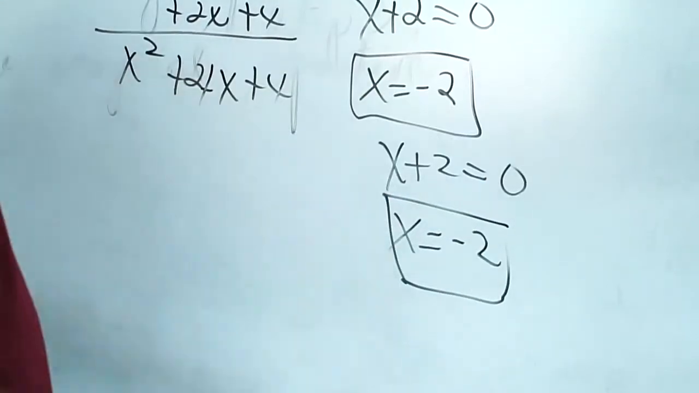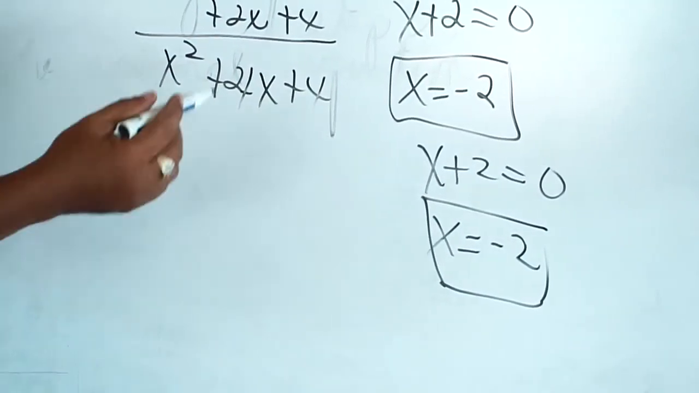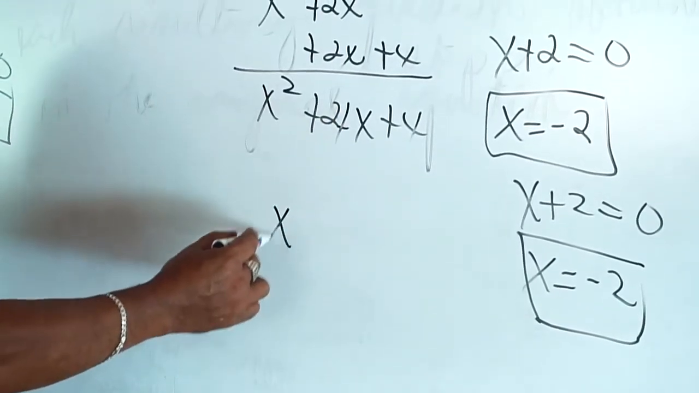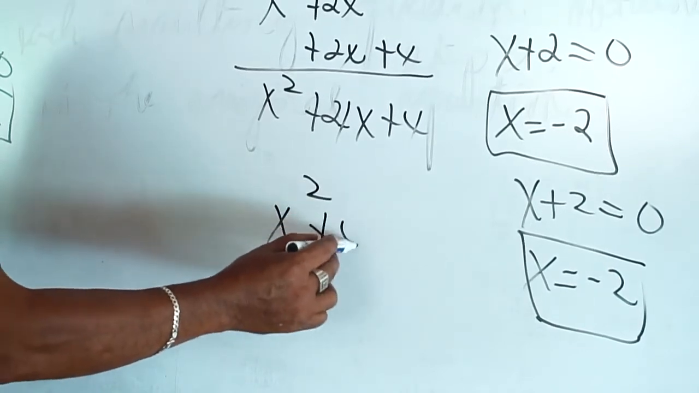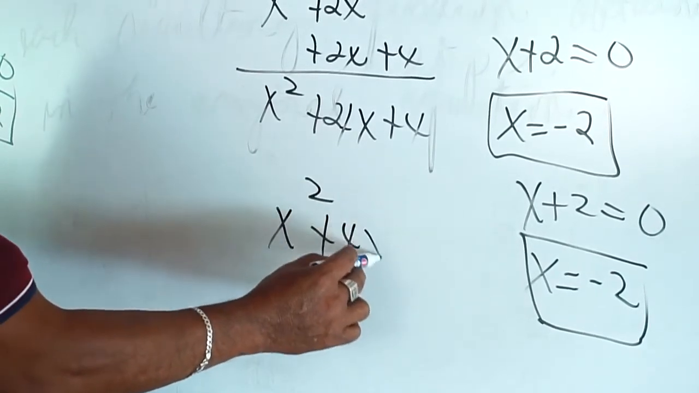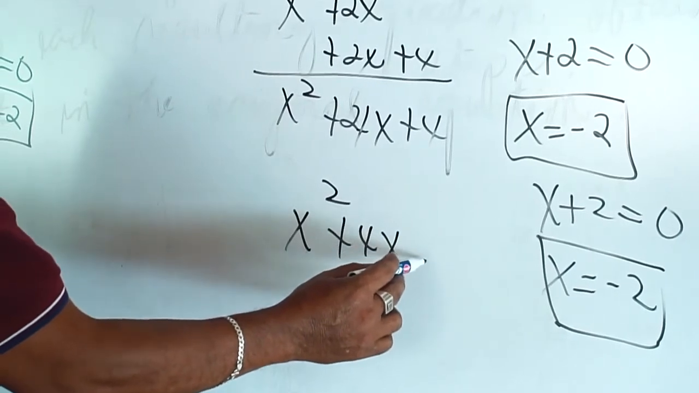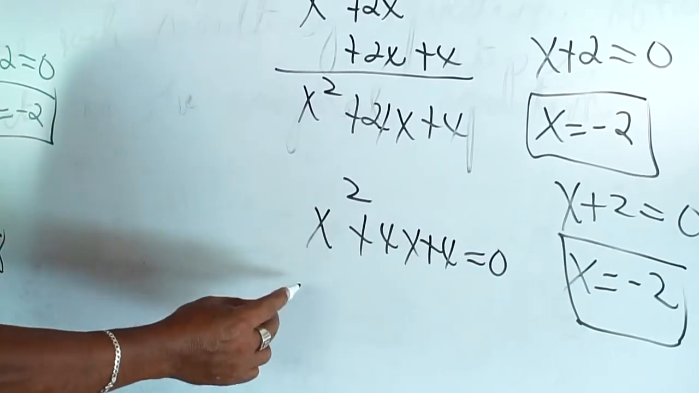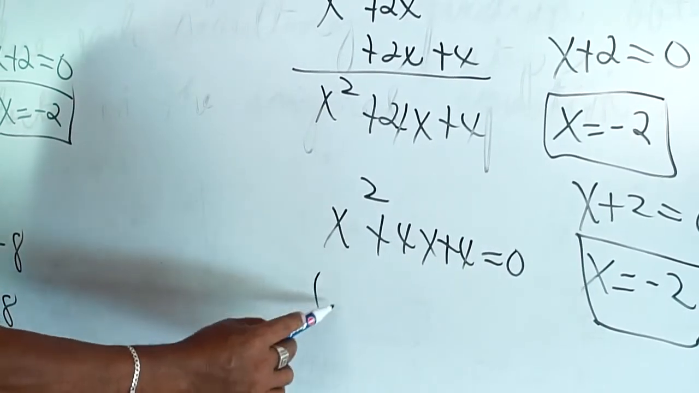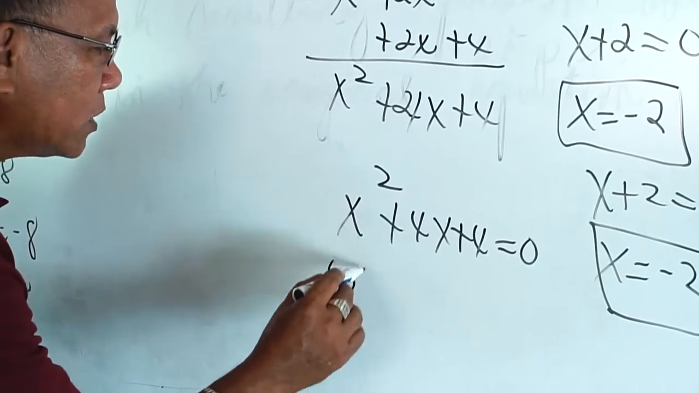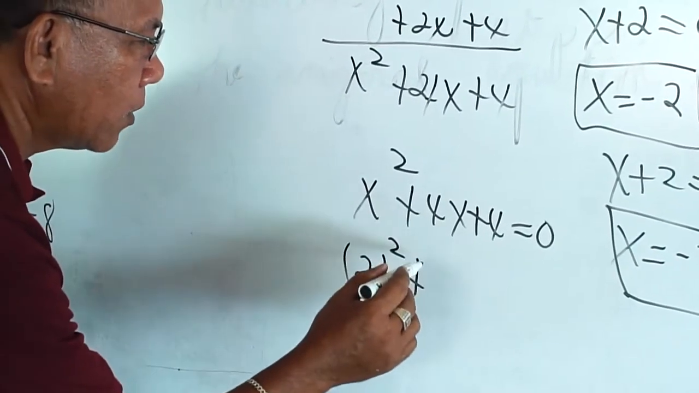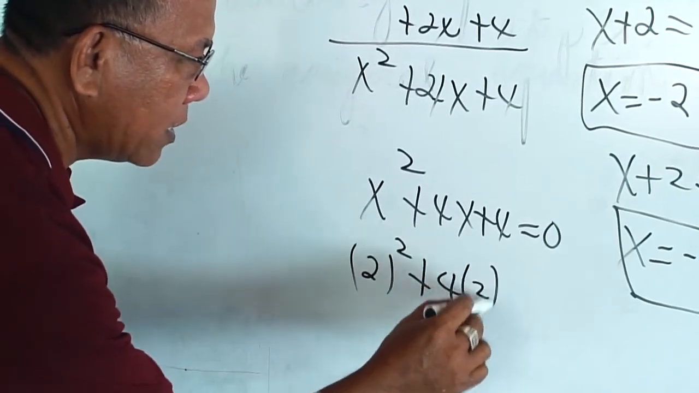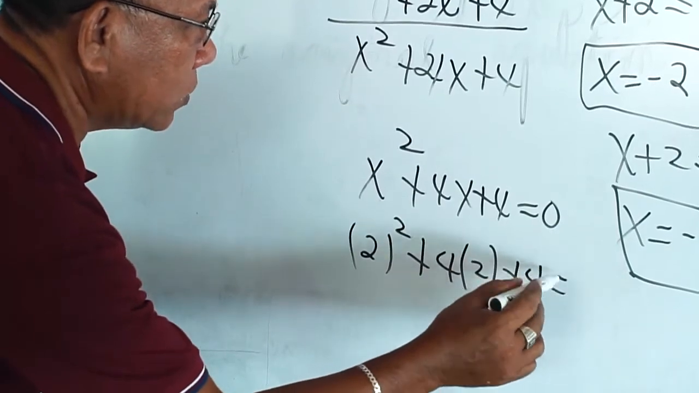Then checking. Use the original equation. The original equation is x squared plus 4x plus 4 is equal to 0. We substitute the value of x: negative 2 squared plus 4 multiplied by negative 2, then plus 4 is equal to 0.